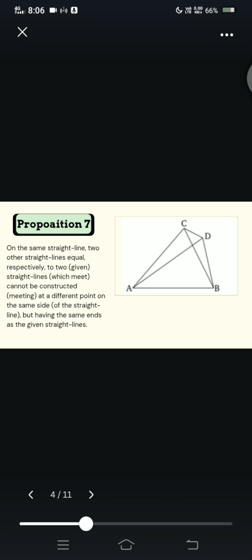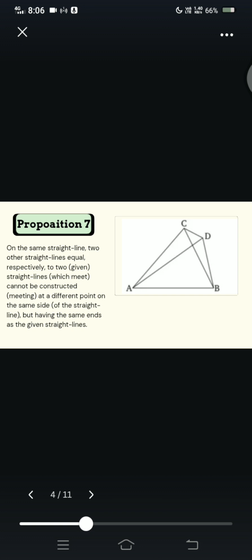So we will use proposition 4 here. We will use proposition 4 to prove that the side and the included angle, the two sides of our two triangles and their included angle, are equal. So we will also use proposition 5 to make an isosceles triangle. So we have an isosceles triangle, right? So we have two triangles. We have one isosceles triangle here.